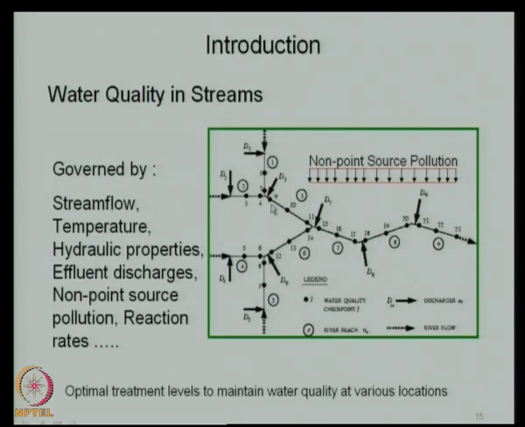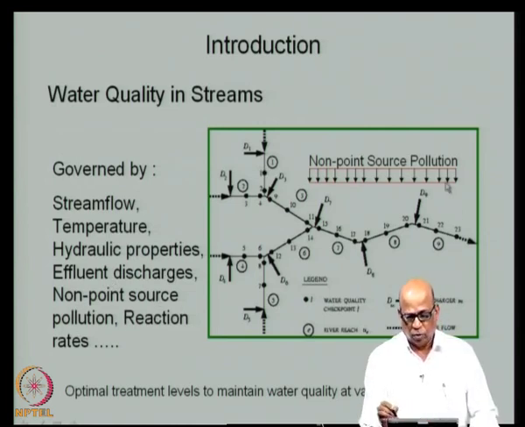And as you can see, the water quality at any location will depend on the stream flow that is coming, the temperature, hydraulic properties, effluent discharges, non-point source pollution, reaction rates and so on. So, you have a large number of physical processes that are governing the water quality at a particular location. Using all these physical processes, you must be able to build a systems model for this and then answer the what if type questions, in the sense, what if I take out this discharger completely, then what happens at the checkpoint here and so on.